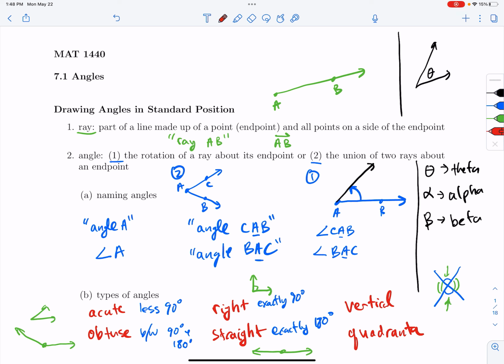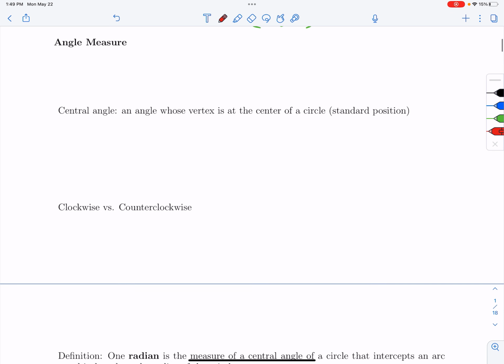And then I misspelled quadrantal. I forgot the L. And that's an angle that lands on 0 degrees, 90 degrees, 180, 270, or 360. And we'll talk more about those here in a moment. Quadrantal angle is not the most important type of angle, or we just don't use that terminology very often, so I wouldn't worry too much about that. So let's talk about how we measure angles.